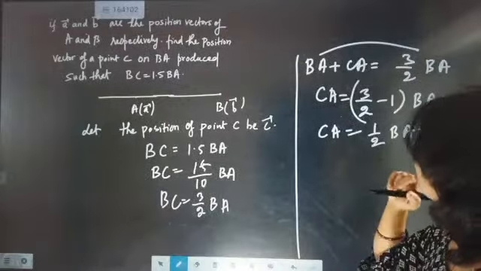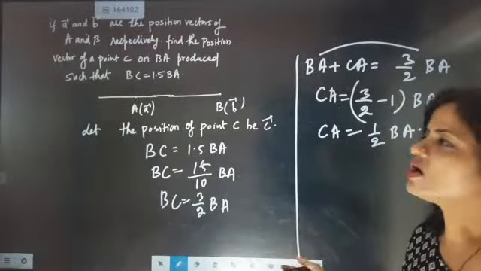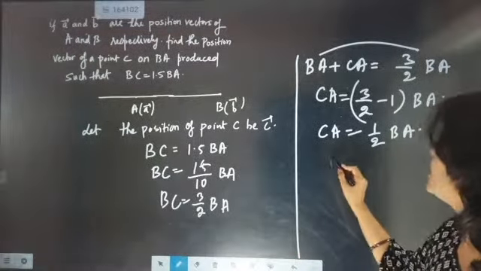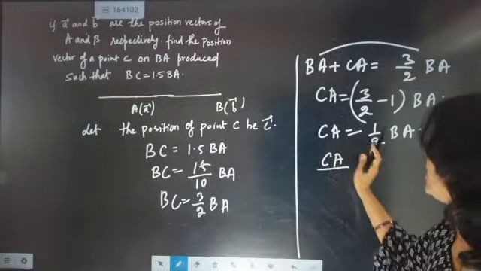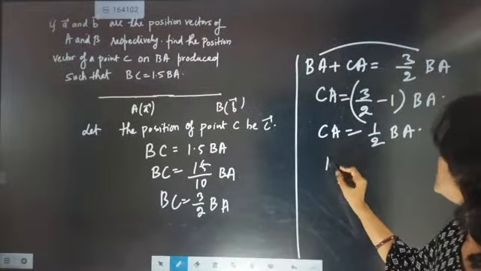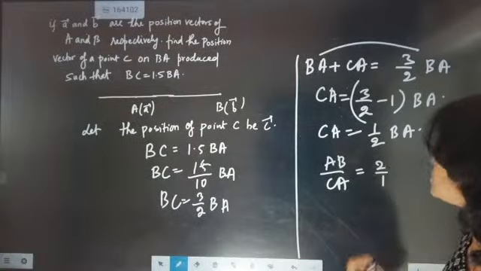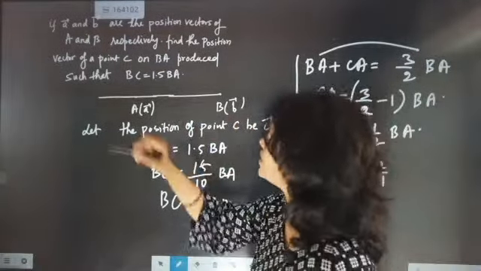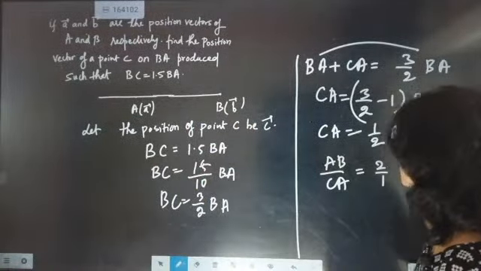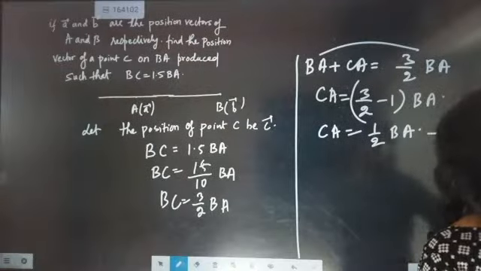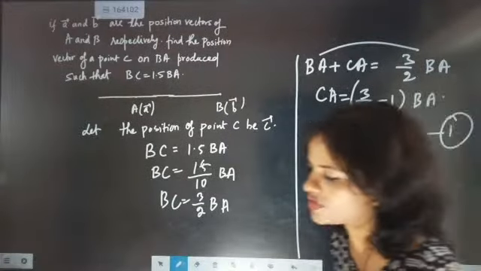So if somebody asks what the ratio will be, that is CA to AB, or we can write AB by CA will be equal to 2:1. So AB is 2 and CA is 1. So one part we have written, and I am just going to write it as equation 1. So one small piece of work is done.